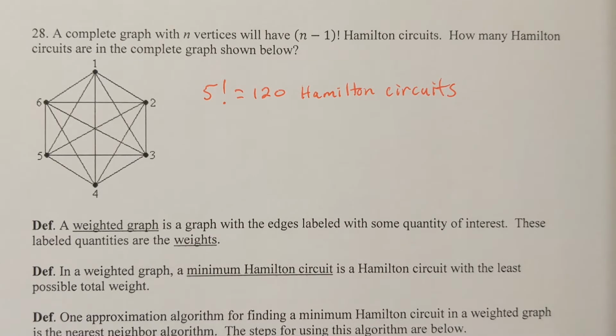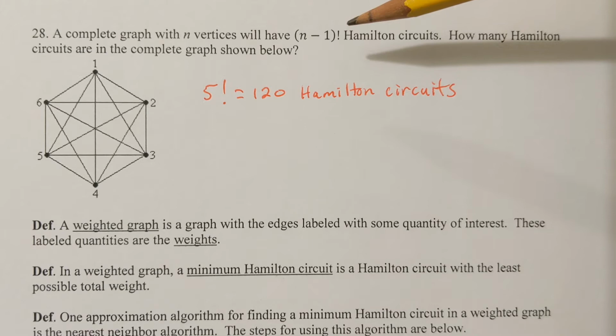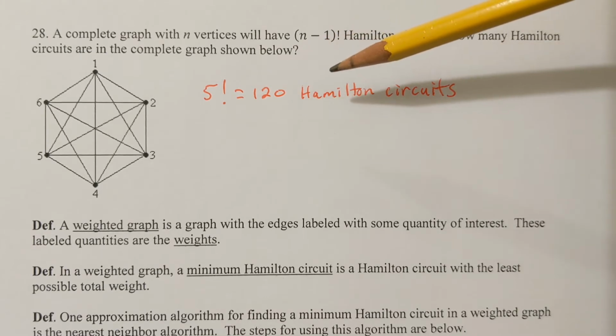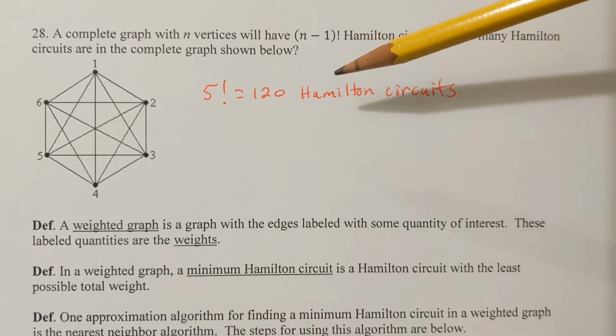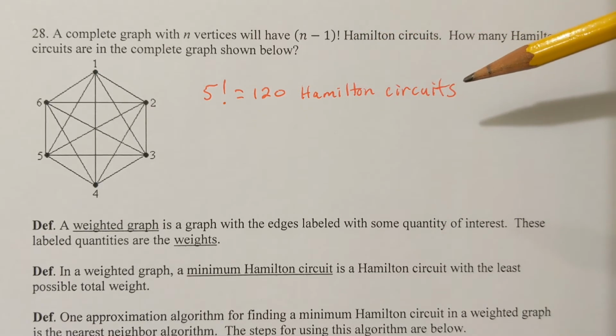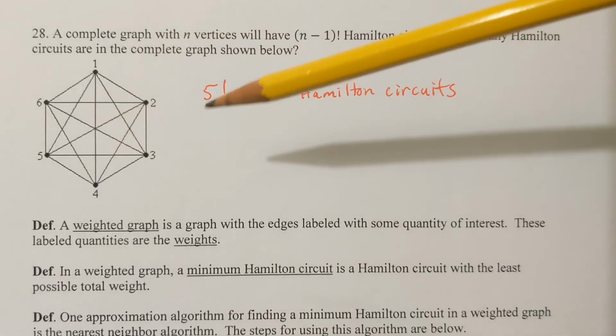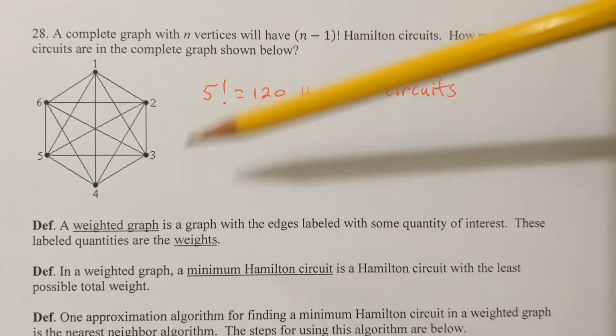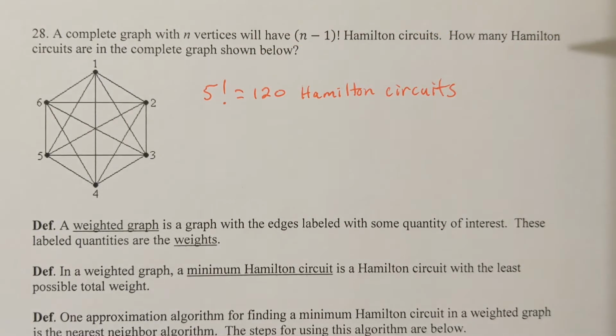Problem 28. A complete graph with n vertices will have (n minus 1) factorial Hamilton circuits. How many Hamilton circuits are in the complete graph shown below? Okay, so I've got a graph with 6 vertices. 6 minus 1 is 5. 5 factorial, 5 times 4 times 3 times 2 times 1, is 120 Hamilton circuits. So there would be 120 Hamilton circuits total in this picture if I were to check all of them.